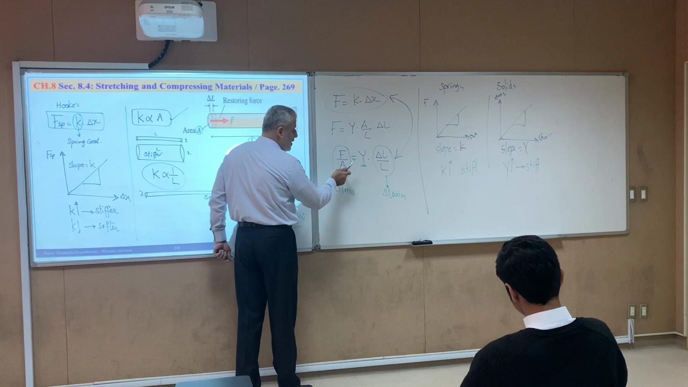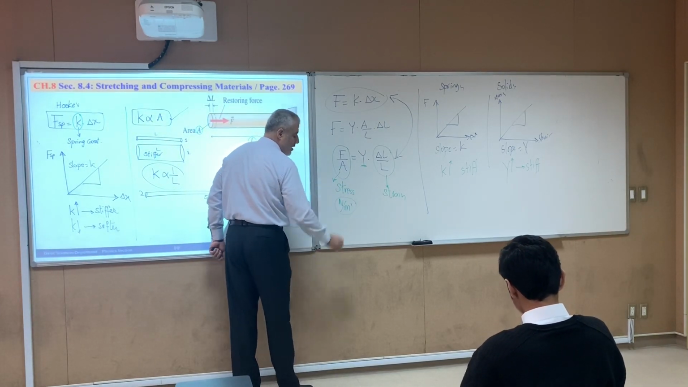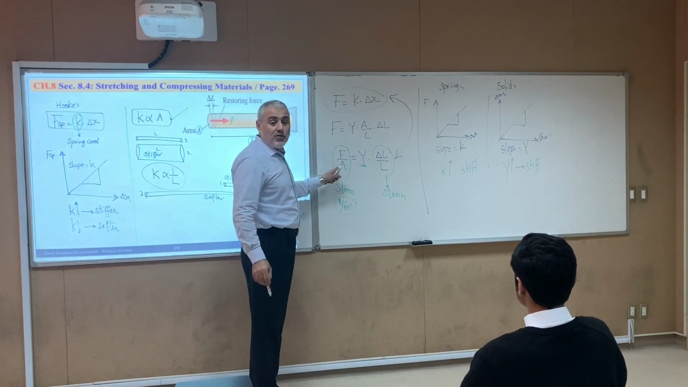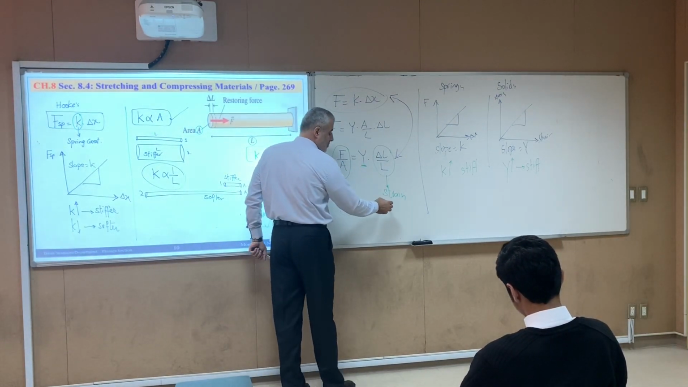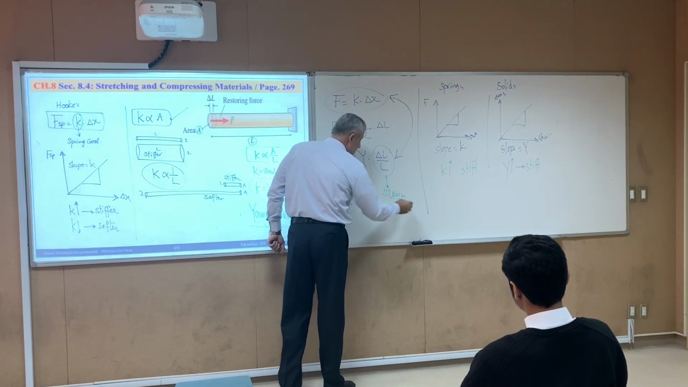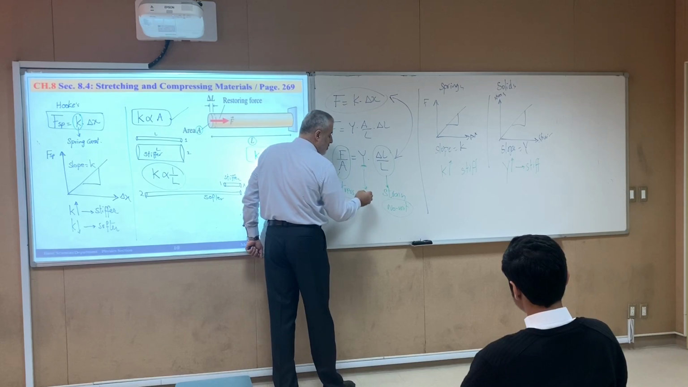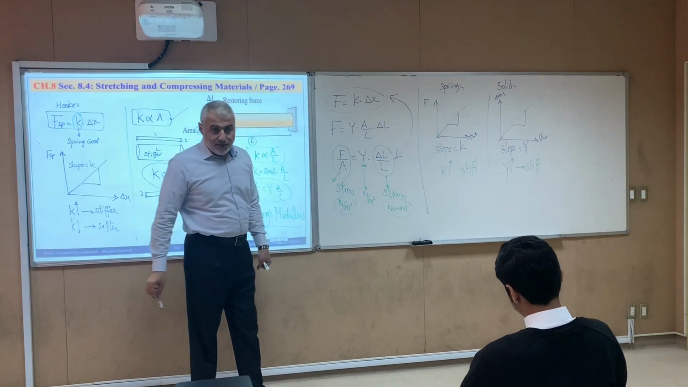The last point before we proceed. The unit of stress is Newton per meter squared: force over area. The unit of strain? No unit. It's a ratio, length to length. And indeed, the unit of Y will be Newton per meter squared, similar to stress.